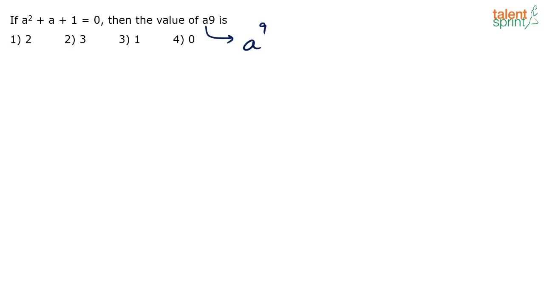If a squared plus a plus 1 is equal to 0, then a to the power of 9 is dash. Again, there is an identity. If you make use of that, you will get the answer very easily for this question. In algebra also, write down the algebraic identities. Whenever you come across an identity, write it down so that before the examination you can go through all that.